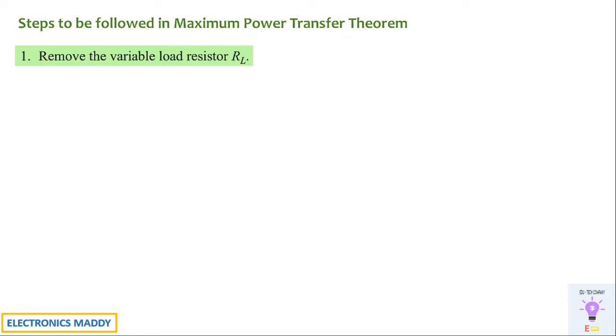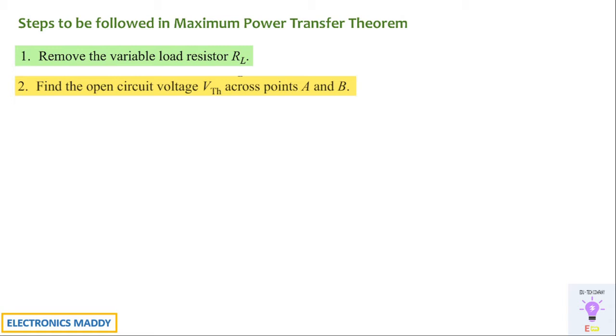The first step is to remove the variable load resistor. If you are given a network and have to find the maximum power with respect to the load resistor RL, you'll first remove that terminal. The second step is to find the voltage across that point, that is VTH, across the point that is removed. That is with respect to AB, you will name it AB and find VTH.